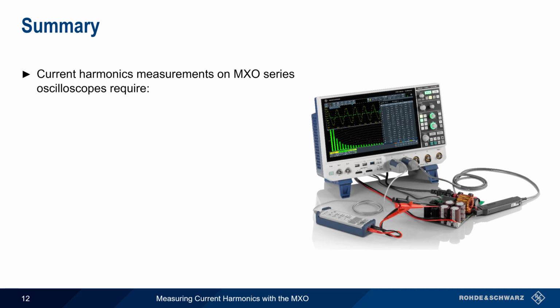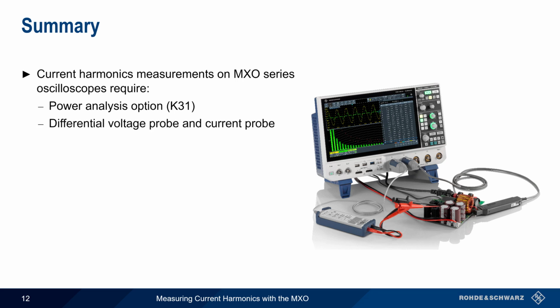Let's end with a brief summary. Current harmonics measurements on Rohde Schwarz MXO series oscilloscopes require the K31 power analysis software option, as well as a differential voltage probe and a current probe. The measurement procedure is very straightforward.